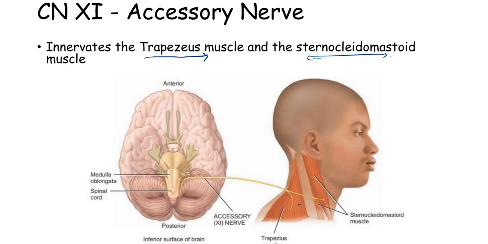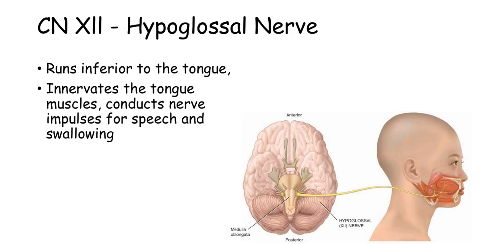There we go. Cranial nerve, the last one, the hypoglossal nerve. Remember when we said anything to do with the glossal, it's the tongue. So hypo simply means below, as opposed to hyper, above; below, normal. But in this case, hypoglossal means below the tongue. So this runs inferior to the tongue and innervates the tongue muscles and conducts nerve impulses for speech and swallowing, so that the tongue is able to move the way it does when you are talking, and also helps in swallowing as well.